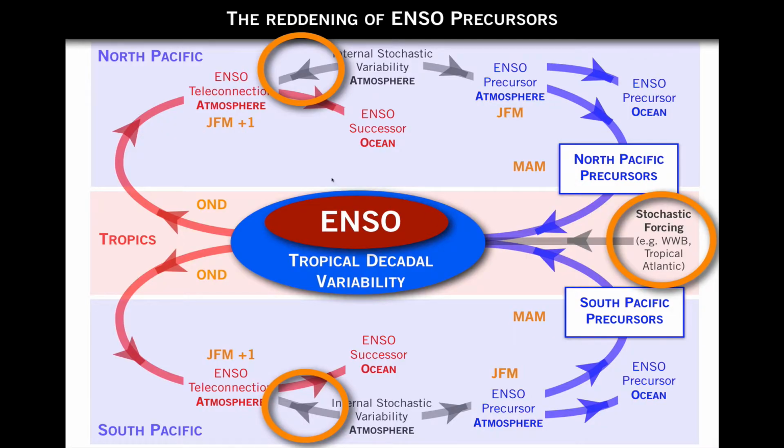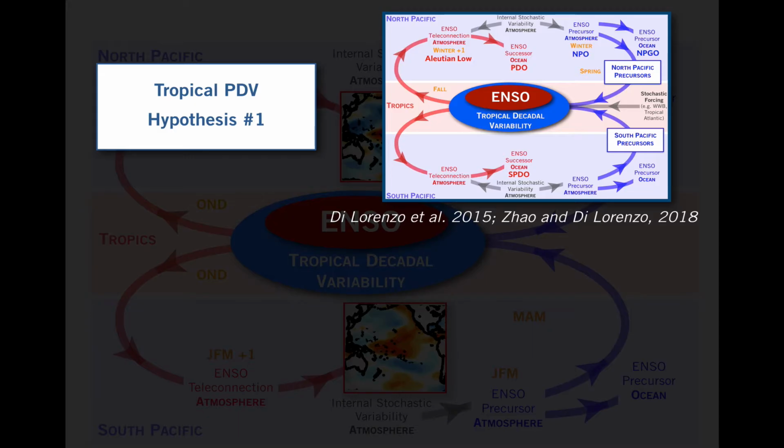So with that said, of course, there are other sources of stochastic noise, both in the extratropics but also in the tropics, that could energize ENSO in this case. And so we will consider those also in our hypotheses. And so this is essentially a quick summary of our tropical Pacific decadal variability hypothesis. And there are two papers that explain this in more depth.